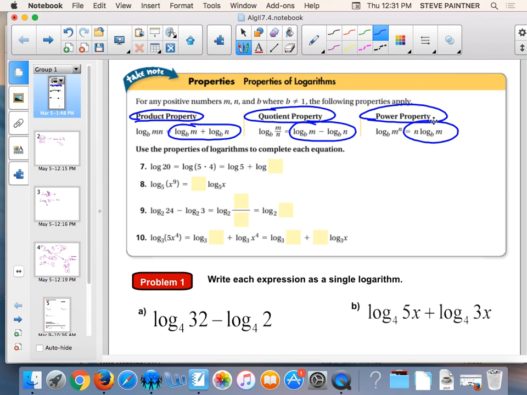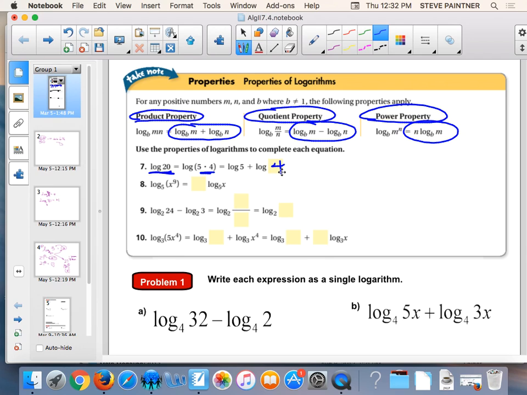Okay, so here's 4 problems that they kind of walked you through. All you got to do is fill in the blank. So log of 20, they changed it to log of 5 times 4, because 5 times 4 is 20. But if you've got log of multiplication going on, it's the same as addition. So what are you going to put in the second blank? Yeah. So log of 5 times 4 is the same as log of 5 plus log of 4. That's applying the first one.